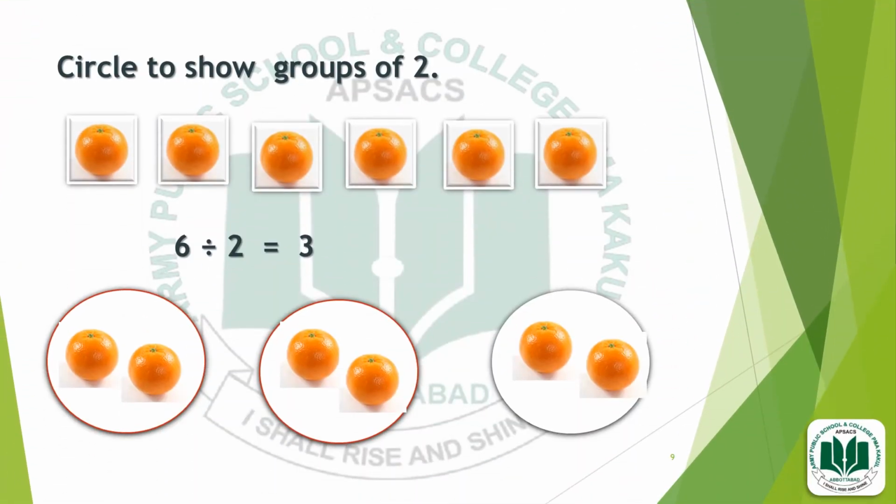Now I will explain these points with the help of an example. Here is an example. Circle to show groups of 2. There are 6 oranges: 1, 2, 3, 4, 5, 6. And we will divide 6 by 2, and the answer is 3. And this number 3 is the number of groups. There are 3 groups of 2 things. You can see there are 3 groups and in each group we have 2 things. So group of 2 means 2 things in each group.